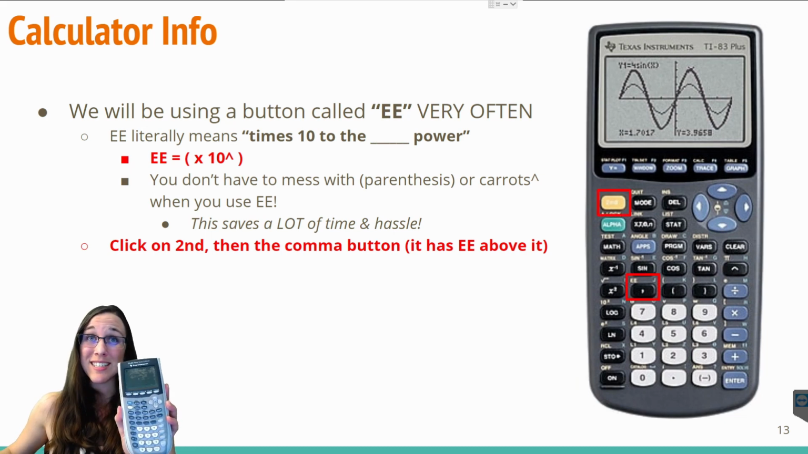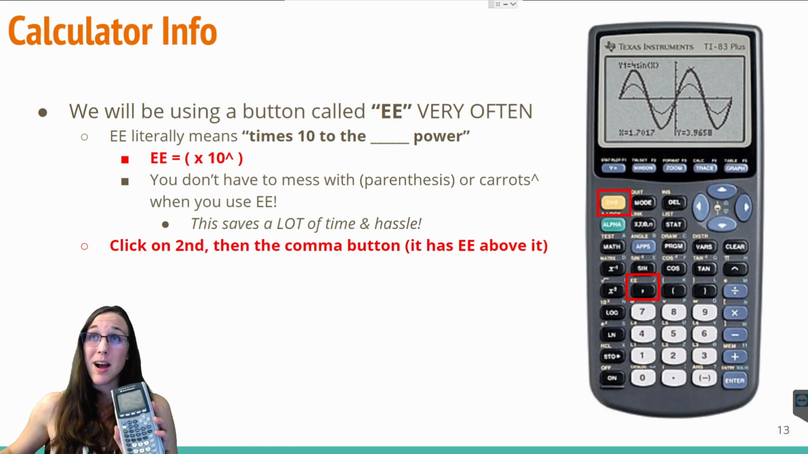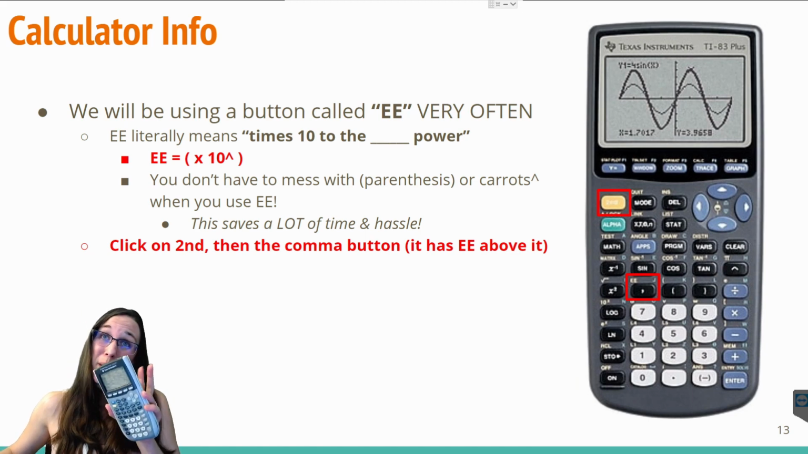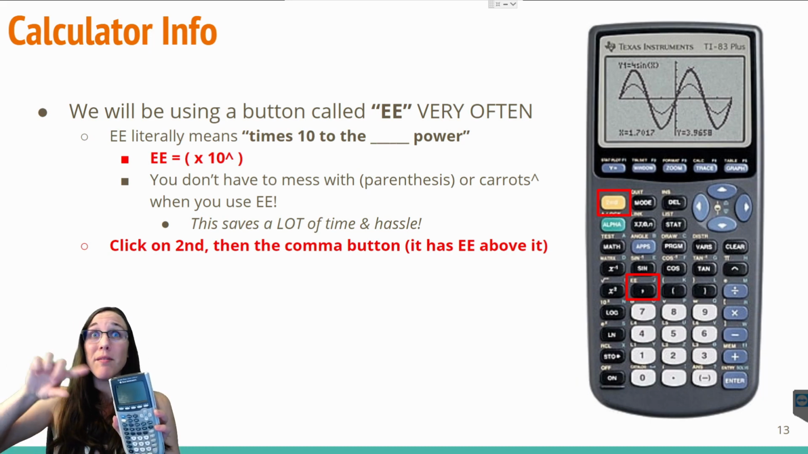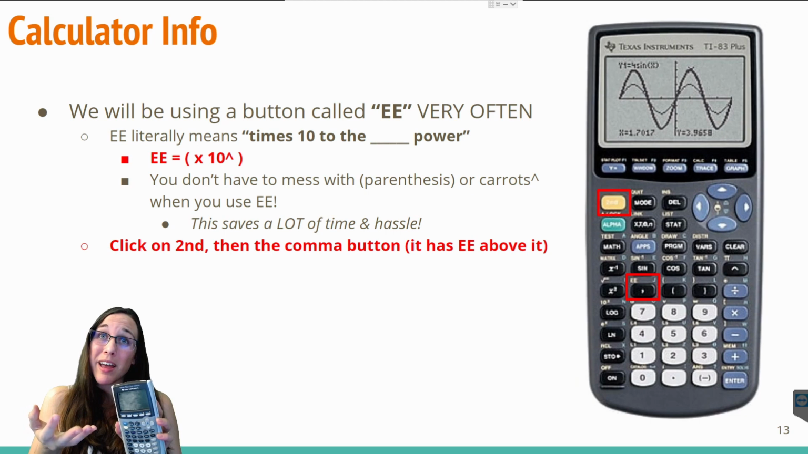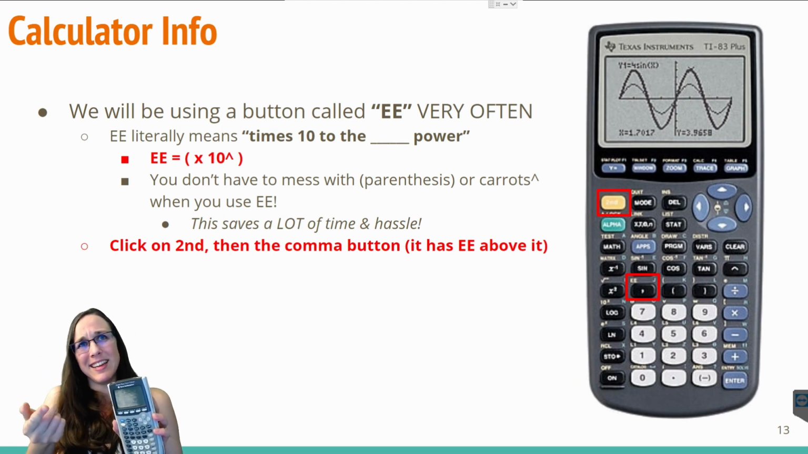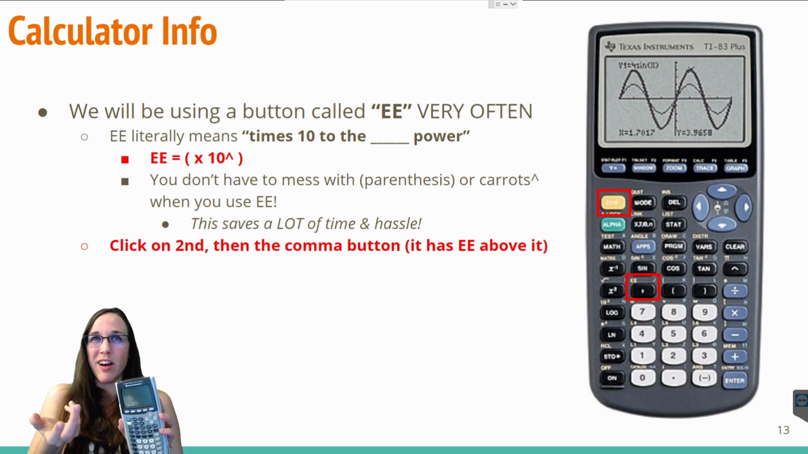So in case you can't see it too well on my calculator, check out on the screen. There's the second button I've outlined in a red box, and the EE or the comma button there. Second will make it so that it selects what's above the button. So it won't be a comma, it'll be the EE since you hit second. Kind of like a shift on your keyboard.